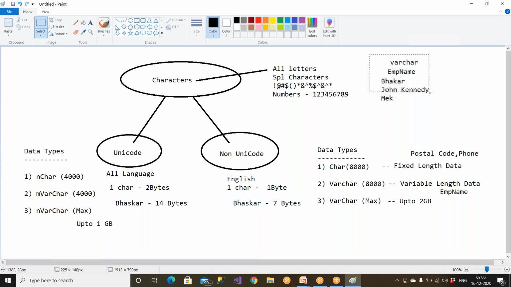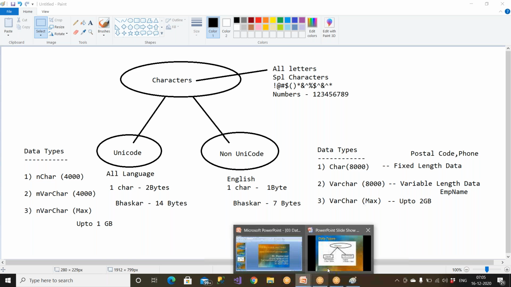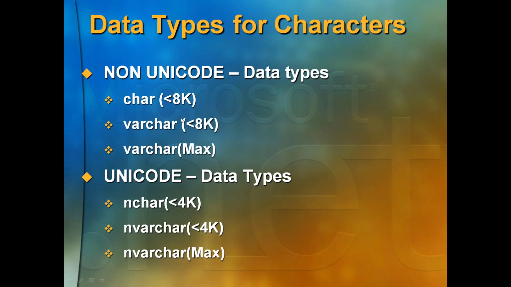Guys, am I clear? Any questions? So these are the data types we have. One is called Unicode data. The second one is called non-Unicode data. Are you clear? So this is what I explained. So char will take up to 8000. Varchar this one, varchar max this one. Unicode nchar, and nvarchar max.